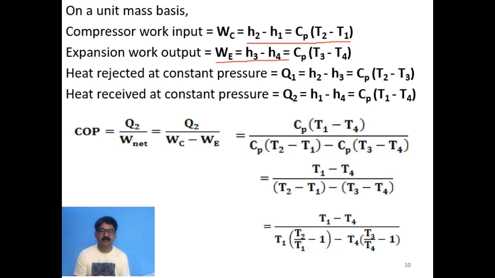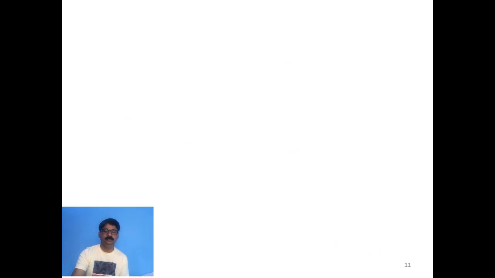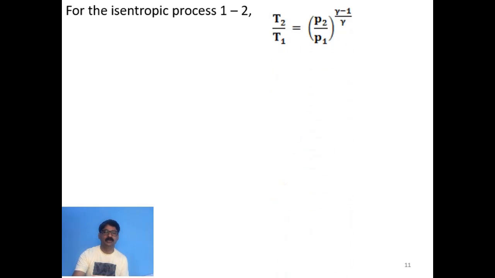So in the denominator you have to make some changes. From the first term, take T1 outside, so you will get T2 by T1 minus 1. From the second term, take T4 outside, you will get T3 by T4 minus 1. Numerator remains same. Now for the isentropic process 1 to 2, as all of us know, T2 by T1 is equal to P2 by P1 to the power gamma minus 1 by gamma. That's it from pressure temperature relationship for the isentropic process. T2 by T1 is equal to P2 by P1 to the power gamma minus 1 by gamma.